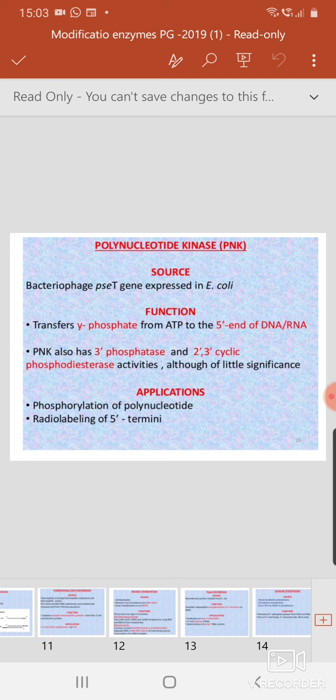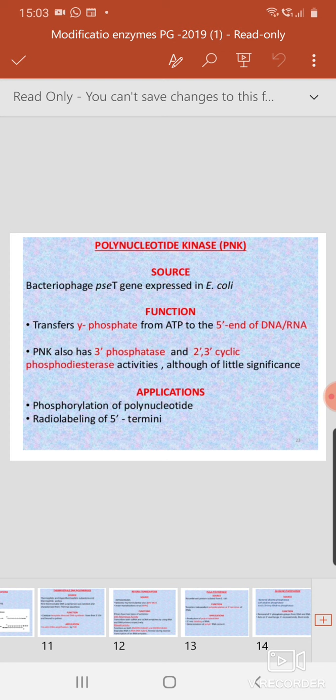Next enzyme is polynucleotide kinase, PNK. The source is the bacteriophage T4 gene, which is expressed in E. coli. The function is end labeling of DNA or RNA fragments. It can transfer the gamma phosphate of ATP, that means the outermost phosphate of ATP, to the 5' end of a DNA or RNA fragment.